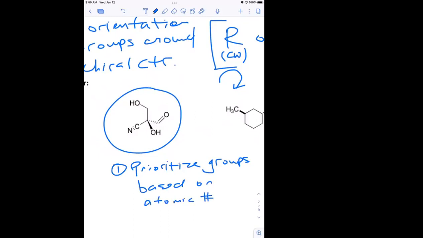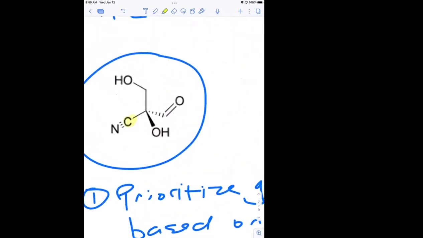There's a temptation to add the atomic numbers together. We're not going to do that. What we're looking at is the first atom that's attached to the chiral center. The first one. If the atoms are the same, like you can see here, a carbon here, a carbon here, and a carbon here, then we have to take another step and look at what's connected to that atom. But we'll talk about that in a second.